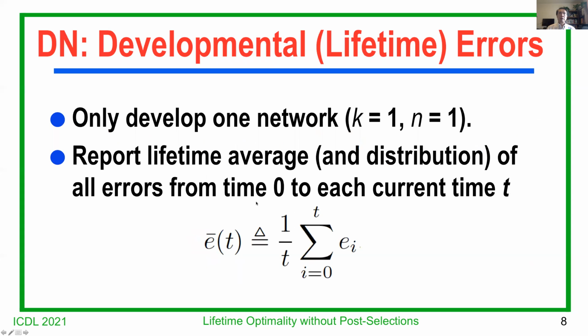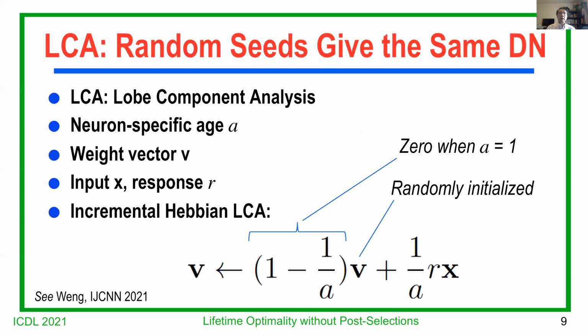The developmental network computes average error for each time T from birth time 0. The number of hyperparameters is 1, and the number of random weights is 1. LCA computes the optimal network without being bothered by randomly initialized weights because the retention rate is 0. For more information, read the paper.